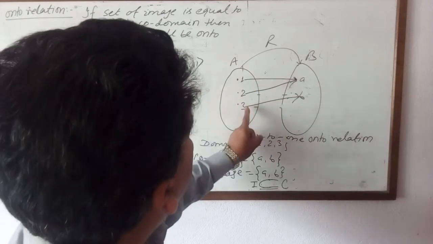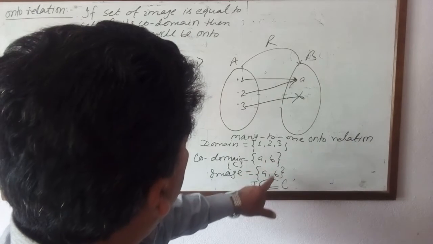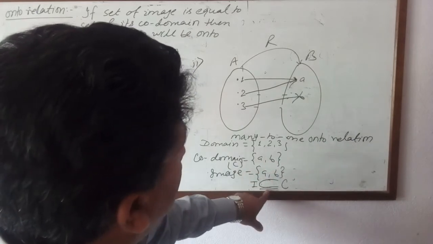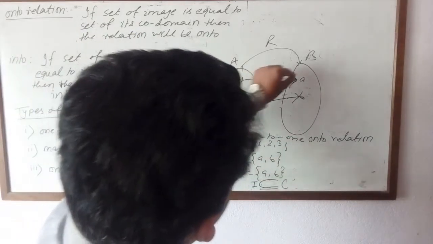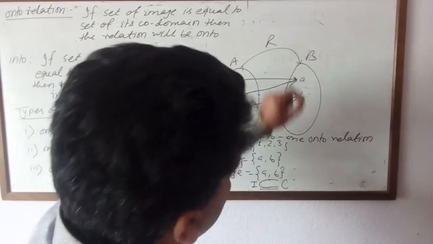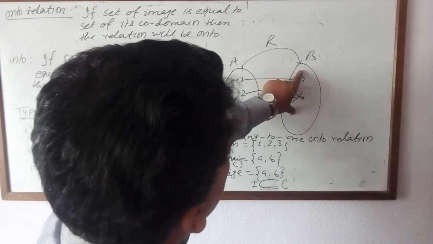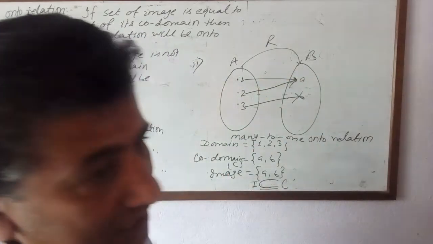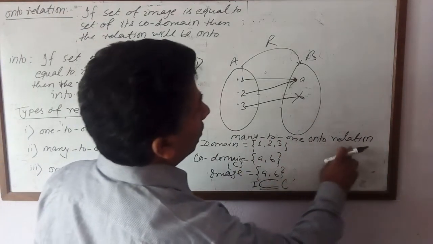These 3, if this 3 also has this, again it will be many to 1. Many domain elements and image set, they are equal. I have given this sign. That's why it is many to 1. Many domain elements have the same image, and it is onto. Why onto? Because the codomain set and image set are equal. That's why it is a many to 1 onto relation.